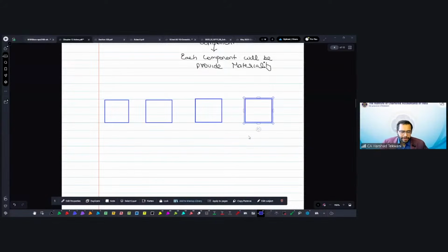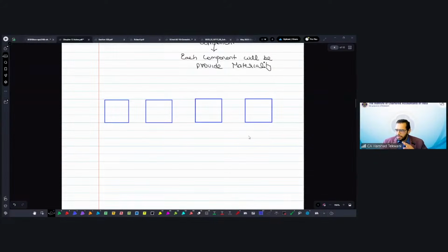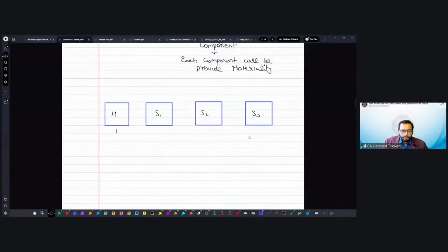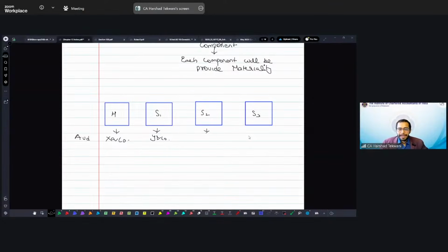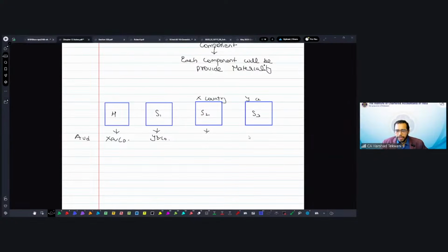Okay. For this particular example, I'll take 4 entities. Simple structure. This is holding company, subsidiary 1, subsidiary 2, subsidiary 3. Now, holding company. Like we are the auditors. Let's say HN company are the auditors. Subsidiary company, again, YN company the auditor. Subsidiary 2, which is outside India. Let's say this is outside India, X country. And this is in the Y country.